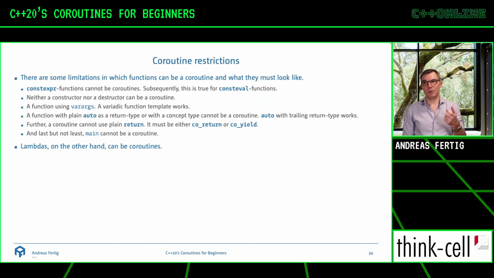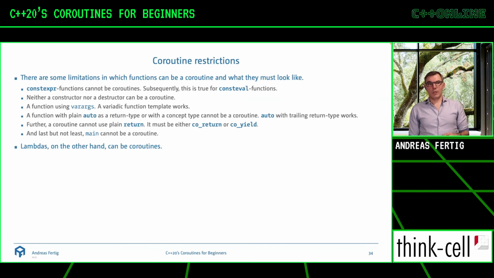Varargs means you're looking at what came from C, where you have a variadic function that uses the stack to achieve the variadicness. The variadic function template is simply a function that's unfolded with all the parameters, so that one works. A function with plain auto as a return type or with a concept type cannot be a coroutine. Auto as a trailing return type, where we omit the type deduction, that works on the other hand.